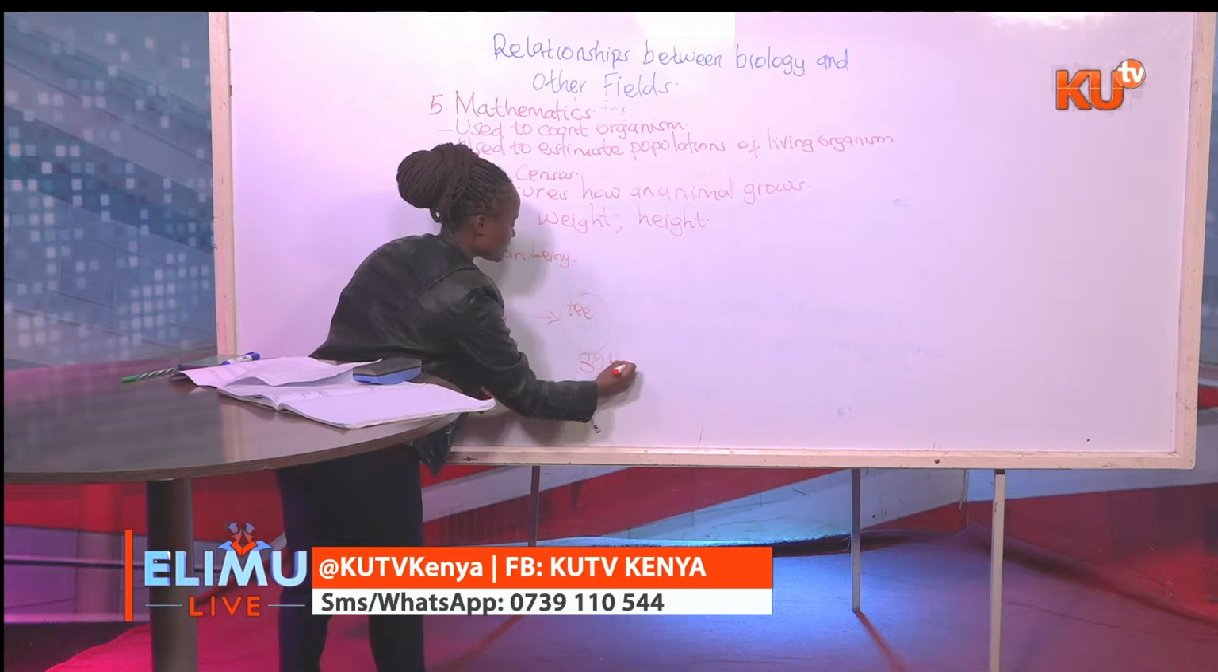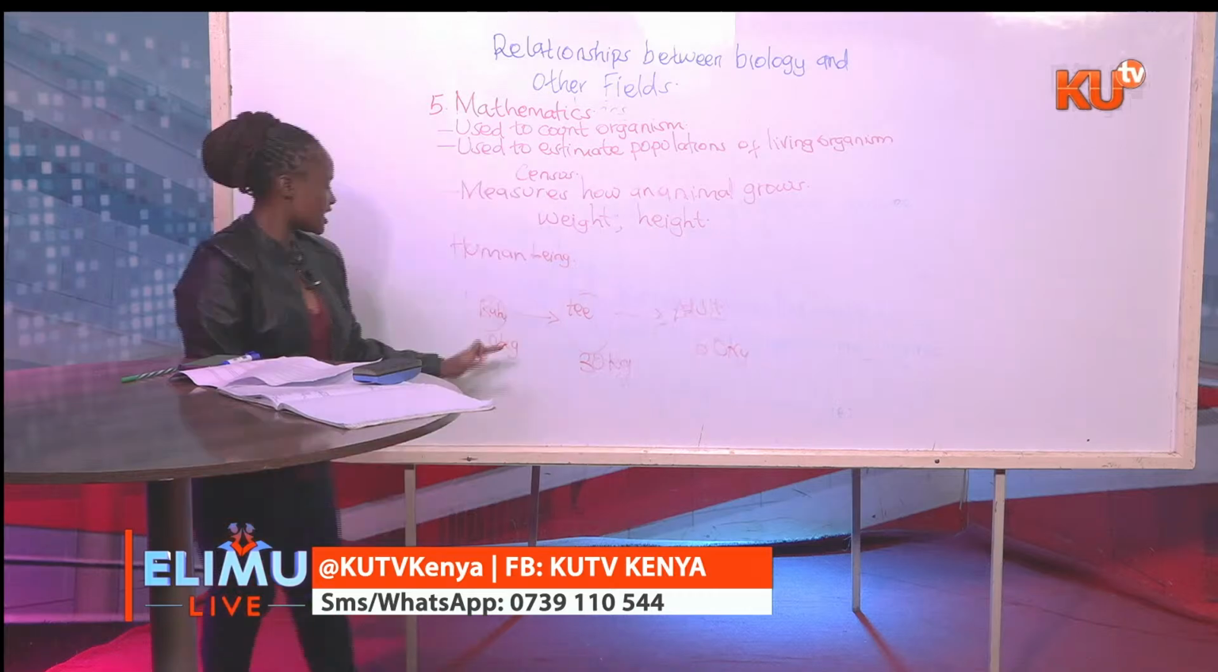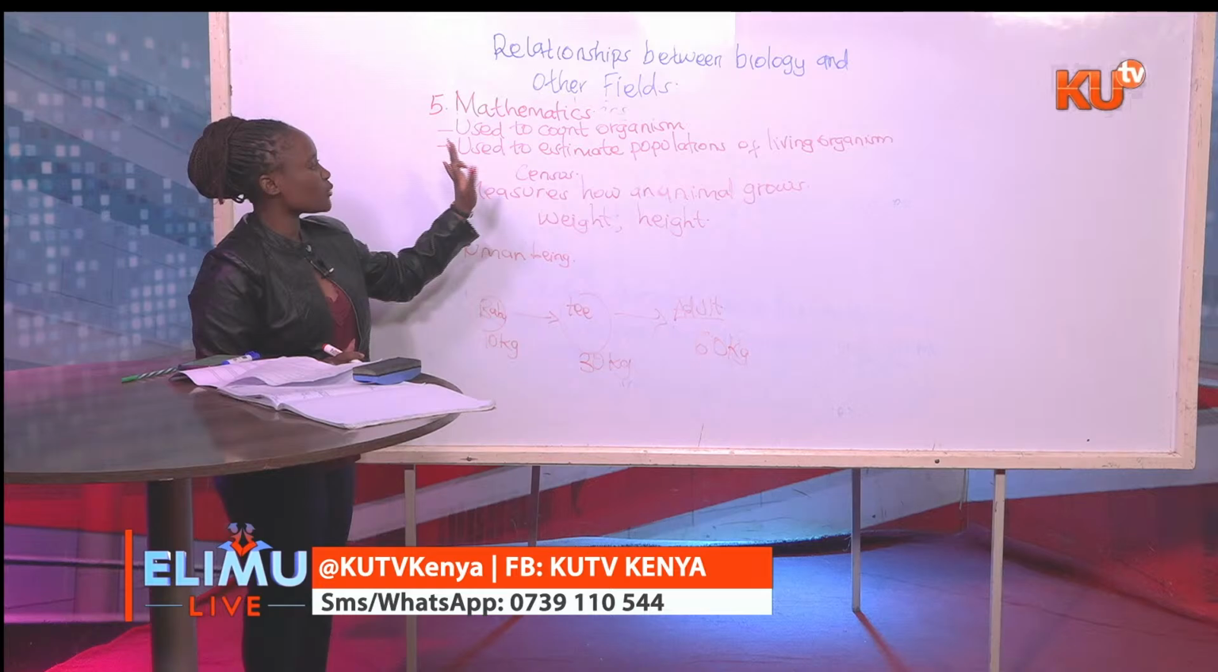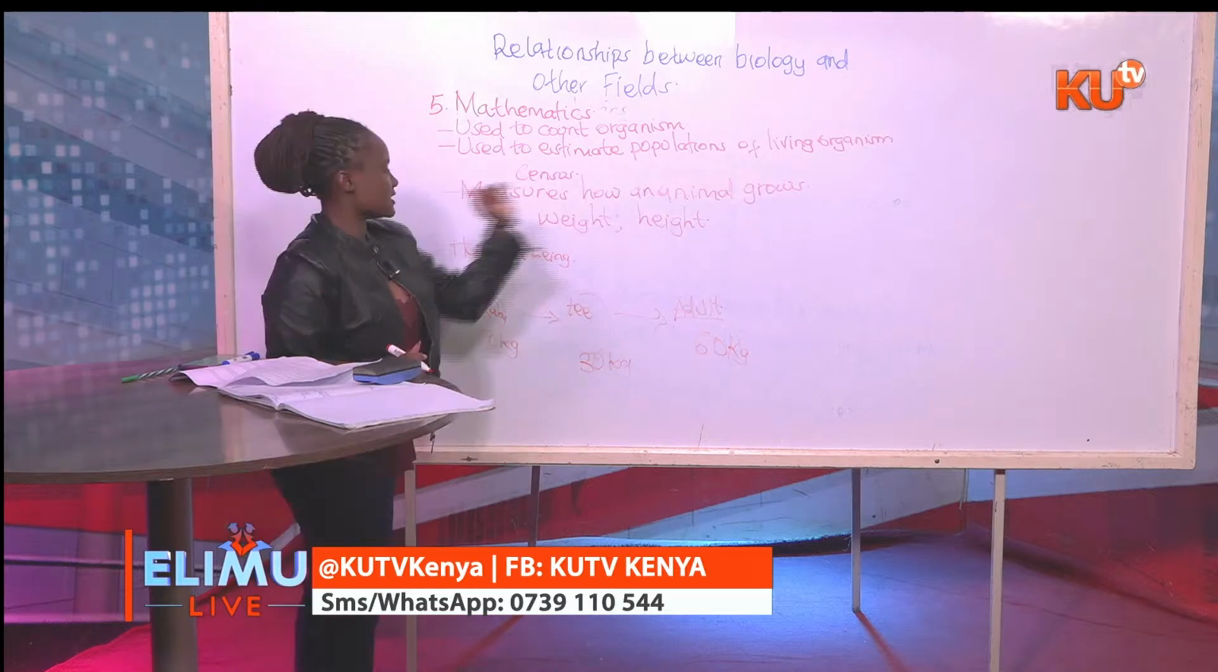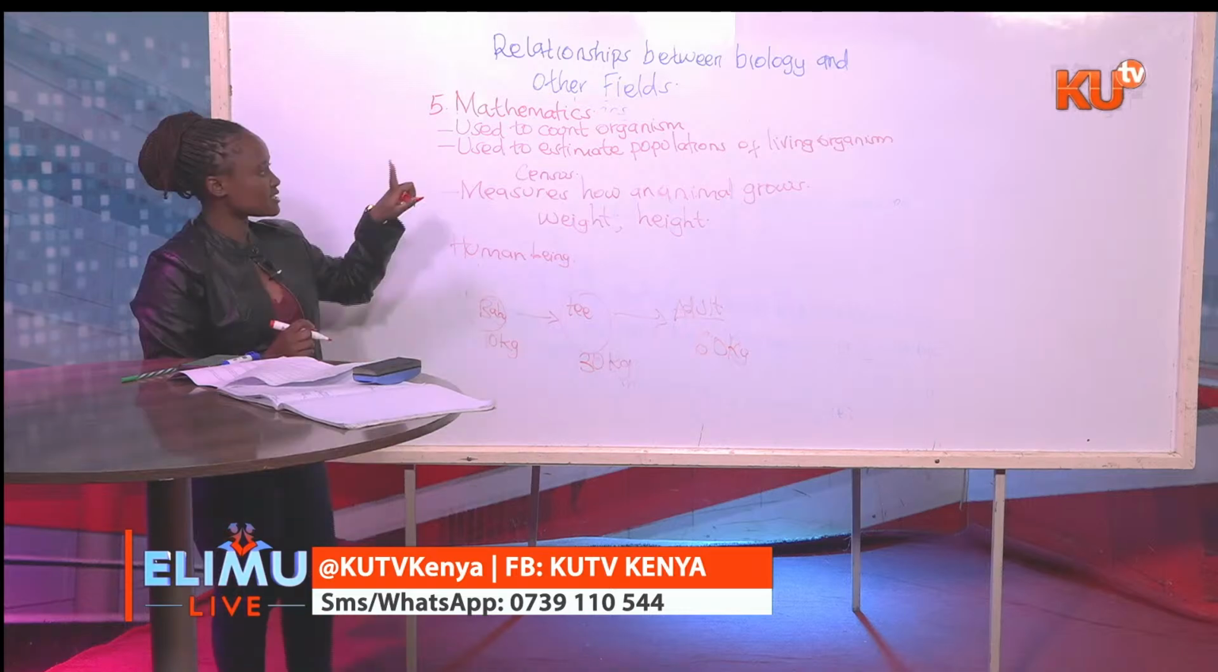Now, we are using mathematics to measure how a human being grows, that is the weight or the height. We understand that the baby is not going to remain small; thus, the height is going to change. So this is an example of how biology is related to mathematics. Mathematics is used to count organisms, to estimate populations of living organisms, and to measure how an animal grows, that is the weight or the height.